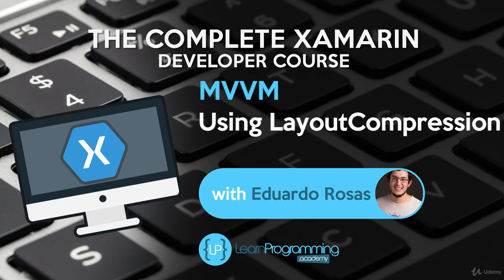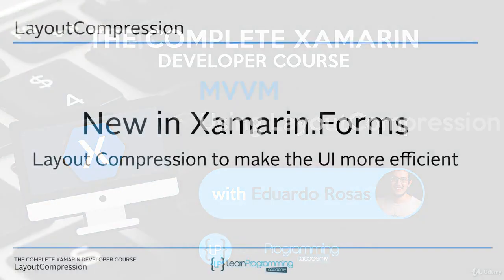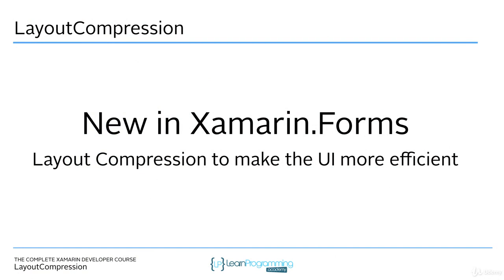So we already covered how to use fast renderers to make our application render a little bit more efficiently. We talked about removing the renderer, so we only have the native UI component, whether it is a button, an entry, or a label. Let's now talk about another new thing in Xamarin Forms, which is layout compression, that is going to make our UI a little bit more efficient as well.